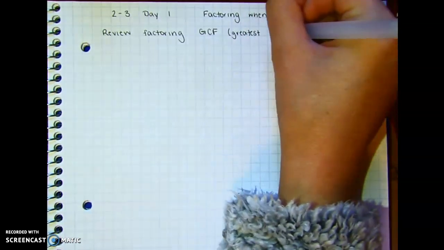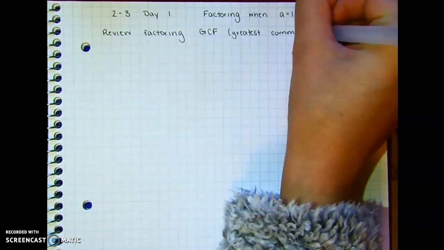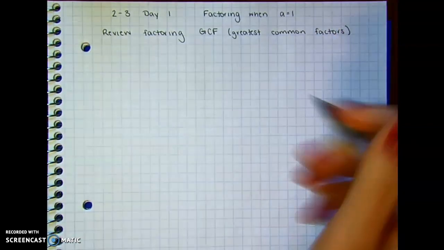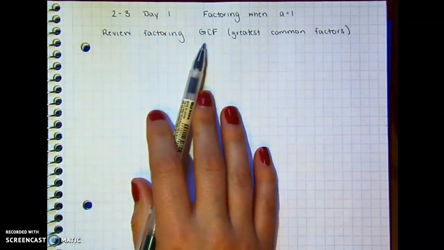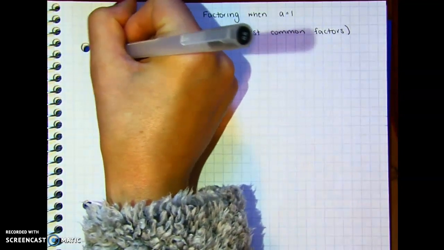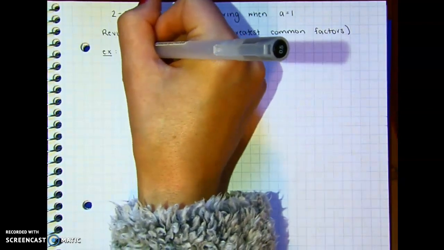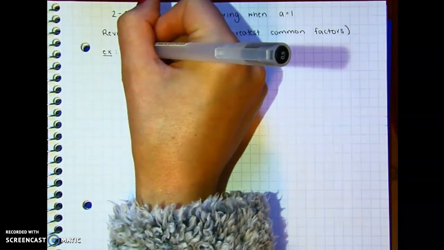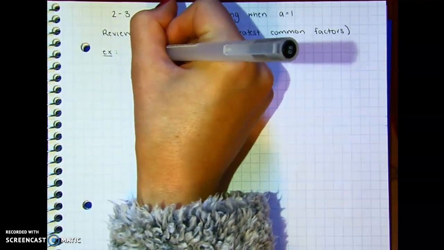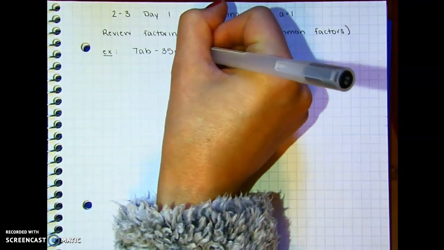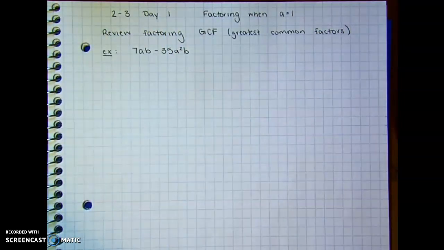Greatest common factors. So we want to review this because this is the first step always. So examples would be like 7ab minus 35a squared b. So for common factors, you want to look at each term.